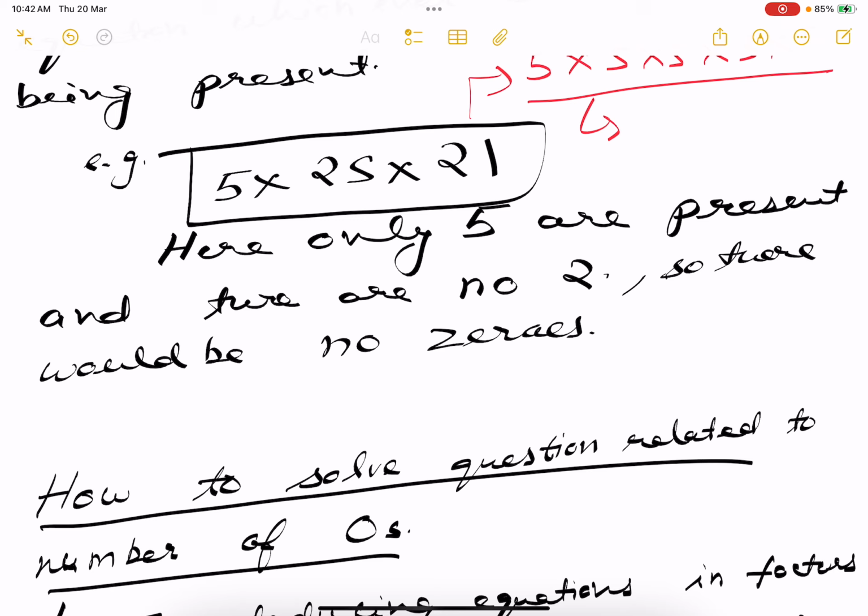अब आगे बढ़ने से पहले एक चीज का ध्यान रखना होगा हमें। What we need to remember is that whenever we need to find the number of zeros, we would try to reduce that expression in the form of 2 and 5.